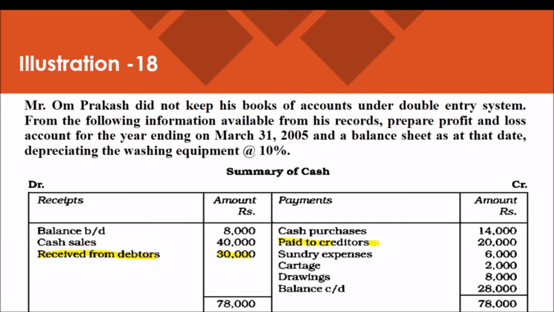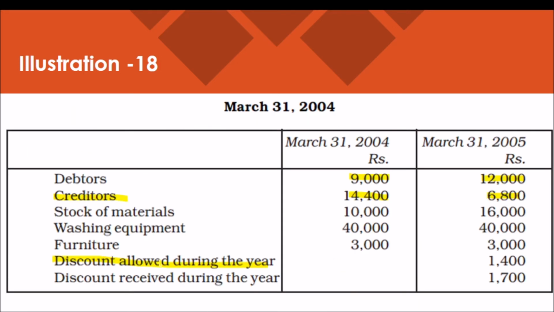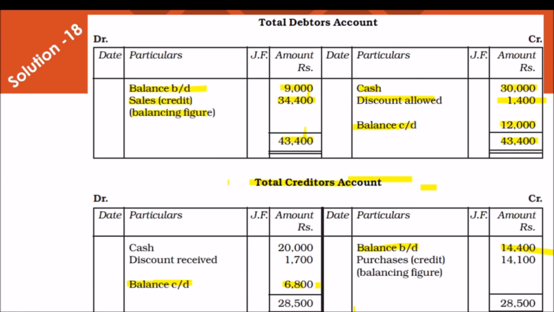paid to creditors, amount 20,000. That amount will be recorded. Also the discount received is recorded, 1,700. Remember that value is also recorded there in the total creditors account. Just look at that in the debit side.